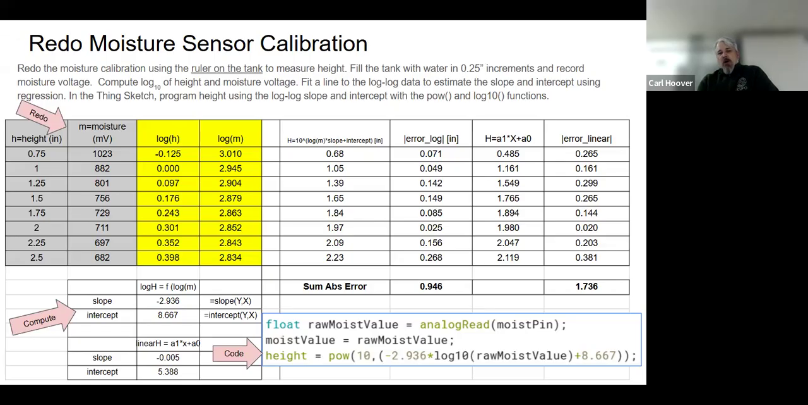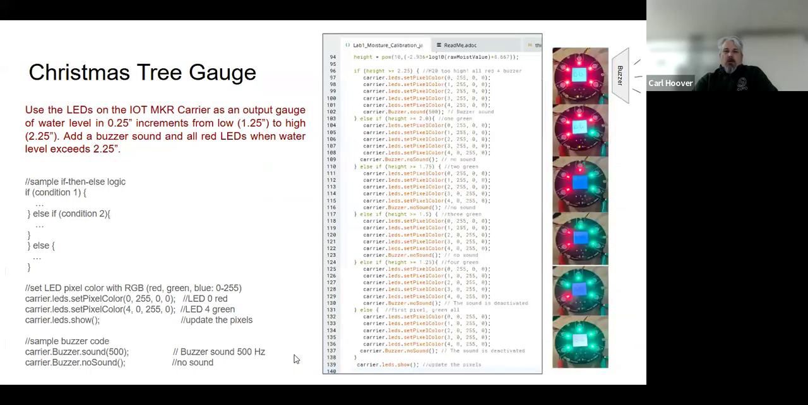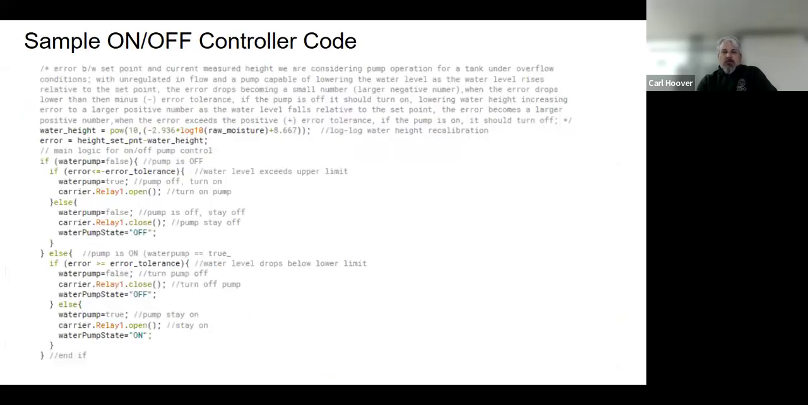We'll compute logs of both, and then we'll compute the slope and intercept of those log-log relationships, so that ultimately we can get a height variable that's more accurate than just using the raw value. So we're also going to add a cool little output gauge that's basically a conditional gauge called a Christmas tree gauge, where these LEDs around the perimeter of the IoT maker carrier go from red to green as we go up and down in water level.